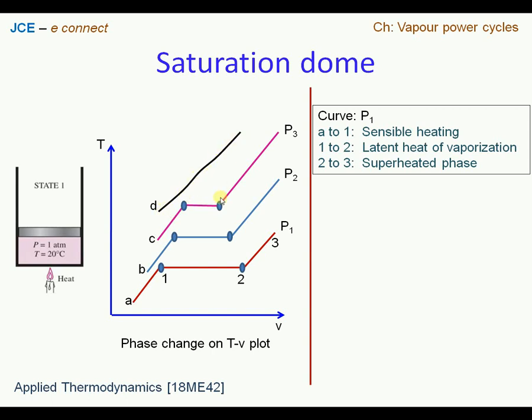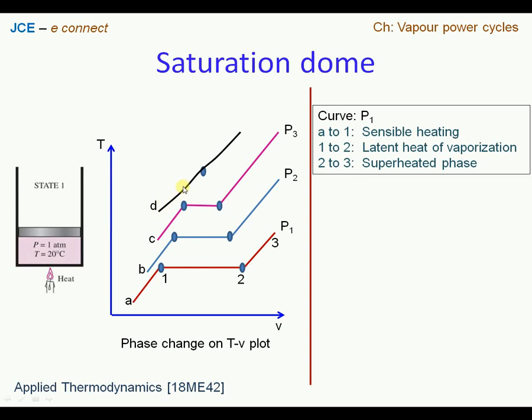If we further look into this curve, we see that we have one point which is coming up here. This point is called a critical point. In the previous curves, we can see everywhere there are two points. One corresponds to the saturated liquid point, the other corresponds to the dry saturated steam point, or dry saturated vapor point.